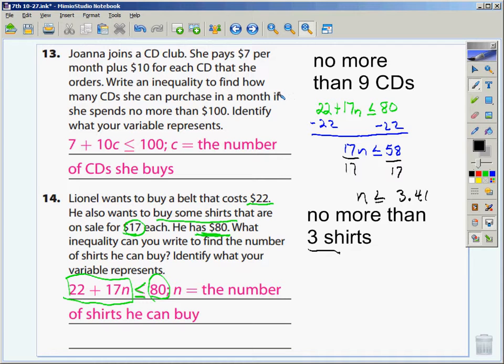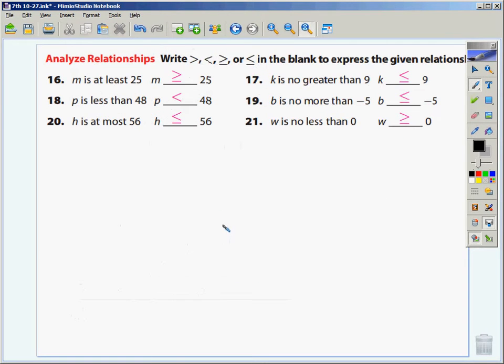Everybody good? Okay. I want you to skip 15 and look at 16 through 21 and see if you've got the correct symbols. These obviously should have been easier, but it doesn't mean that we didn't make mistakes.